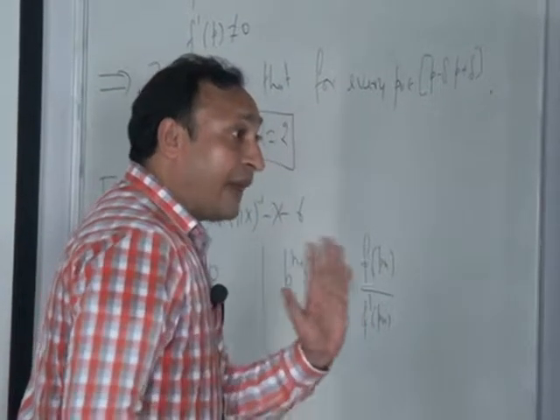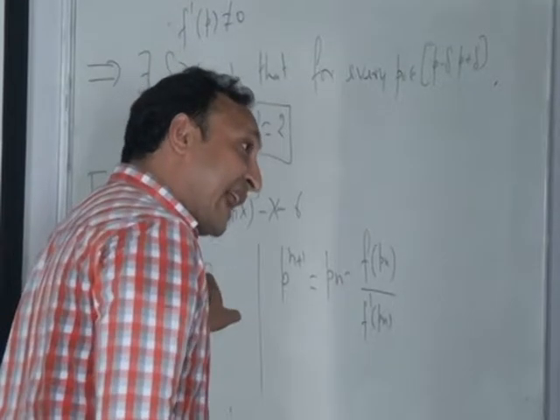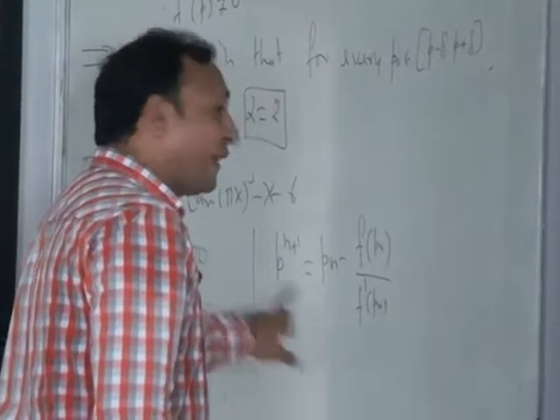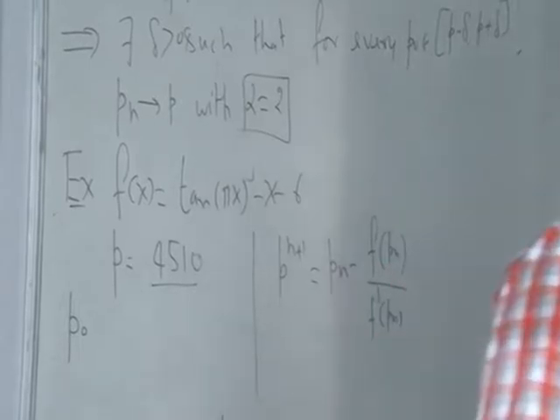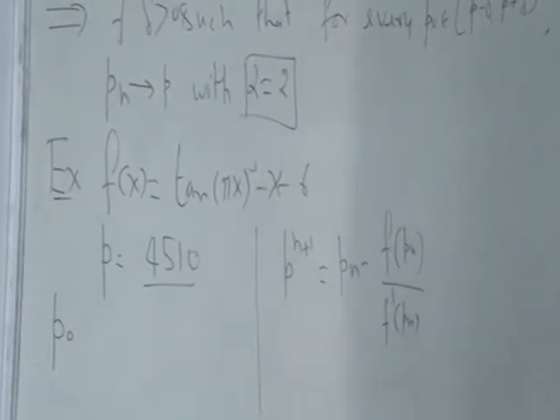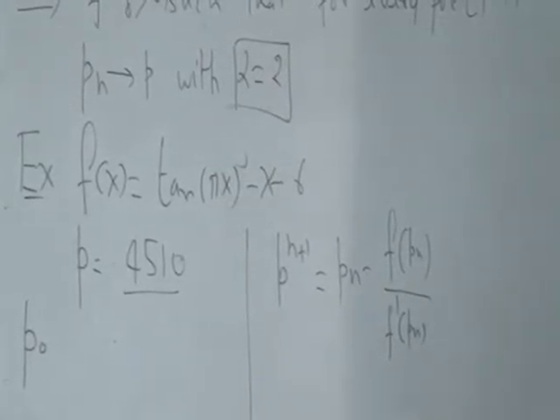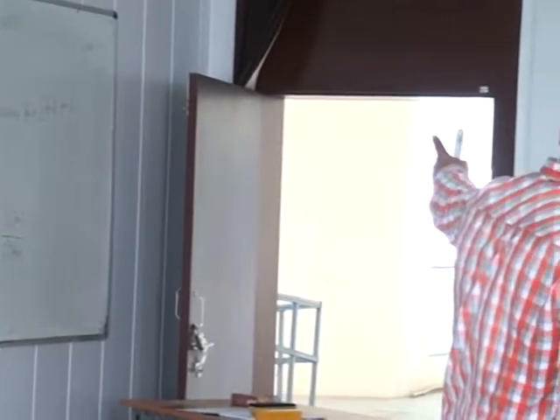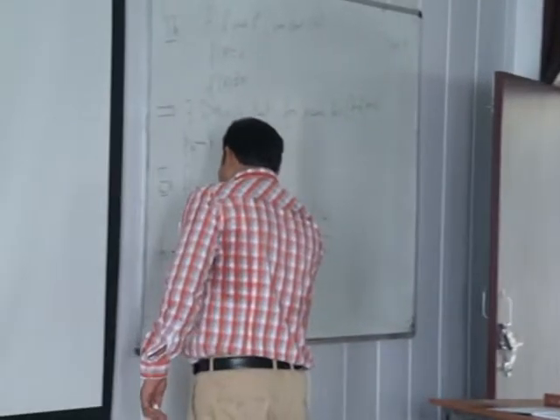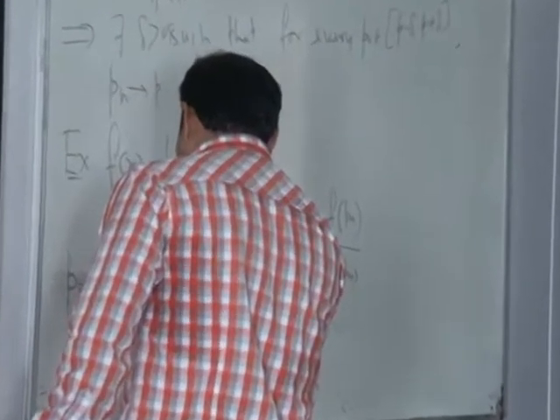I am giving a hint. You know your p is this exact root, 0.4510. Then can you think of a p naught? To think of a p naught means you have to think of a delta, because p naught is a number which lies in the interval p minus delta to p plus delta. So suppose you take p naught as 0.4 itself.